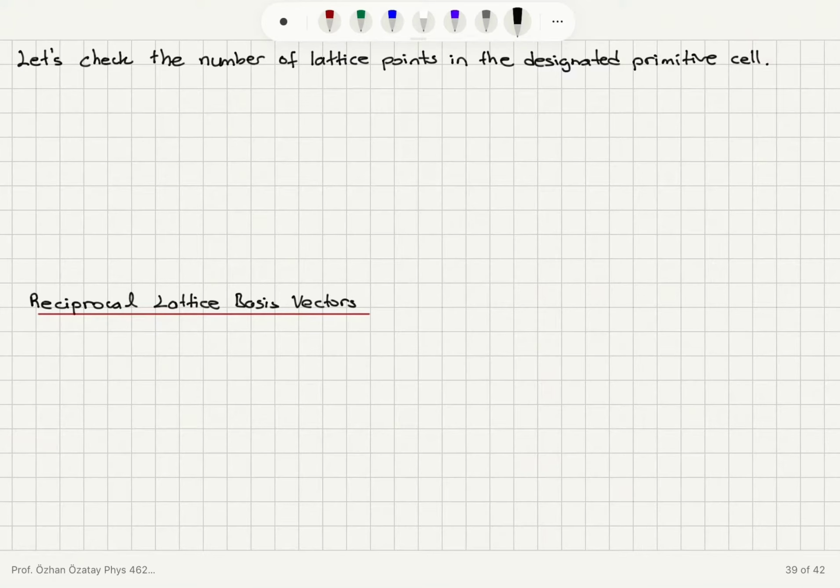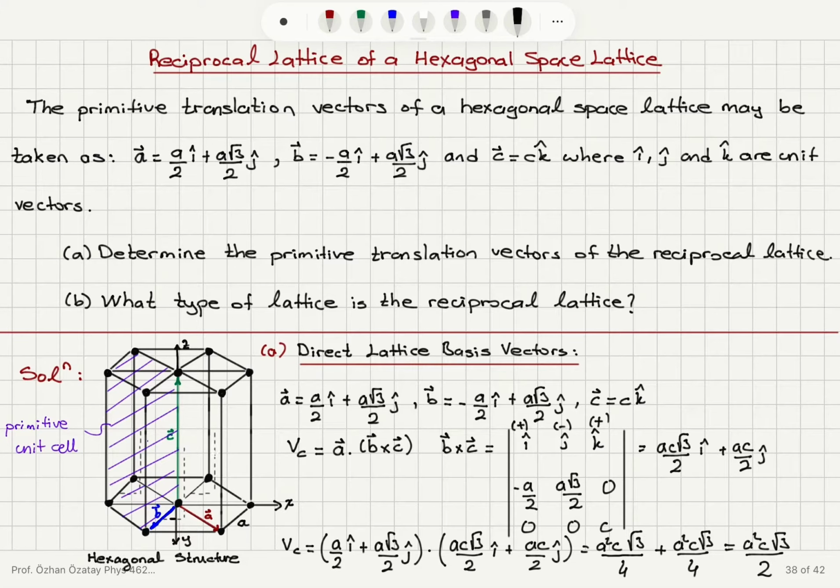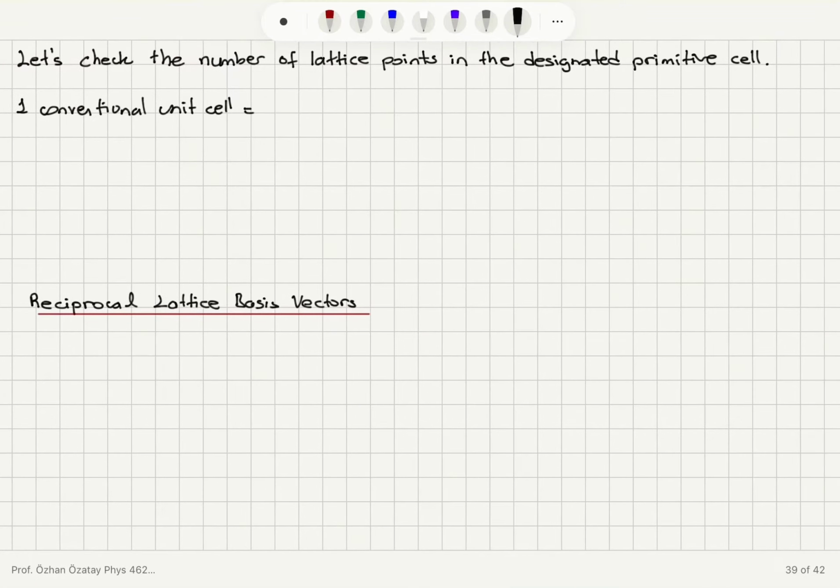So if I look at one conventional unit cell, this is going to have, from the setup here, as you can see, 3 of these primitive unit cells. So it's going to contain 3 primitive cells. So if I show that there are 3 lattice points in the conventional unit cell, then I would have 1 lattice point in the primitive cell.